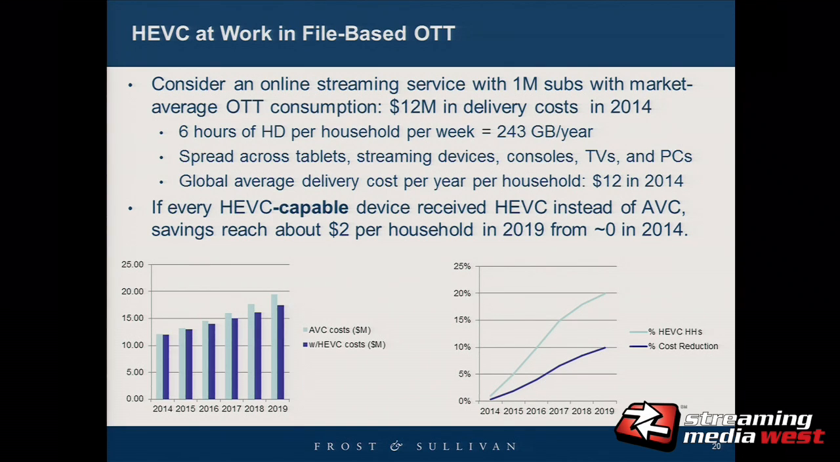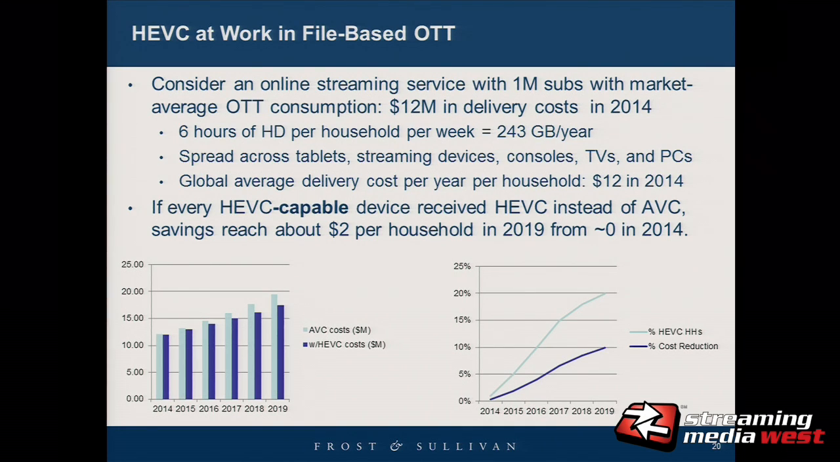I'm assuming about 5 cents per Gbps delivery charges. It could be more, it could be less, depending on what kind of last mile agreements you have, what kind of bulk agreements you have. The number could go up or down, but ballpark, this works fine. So essentially for this hypothetical service, they're paying $12 million in delivery costs in 1 year in 2014.